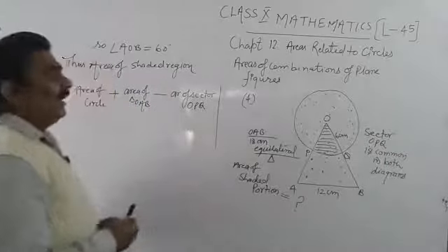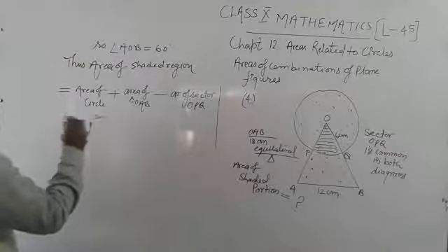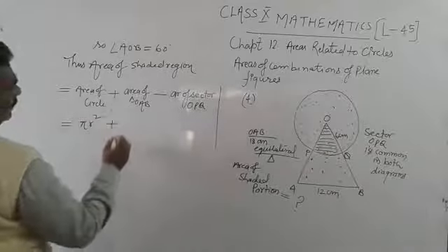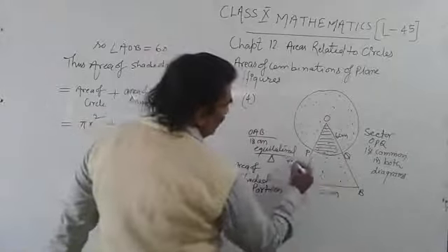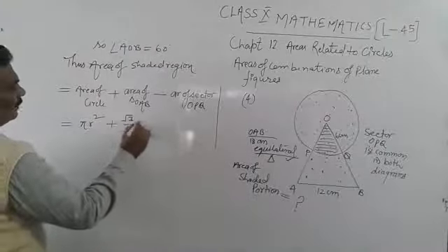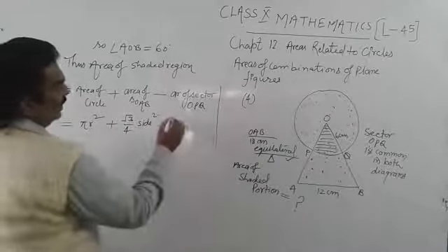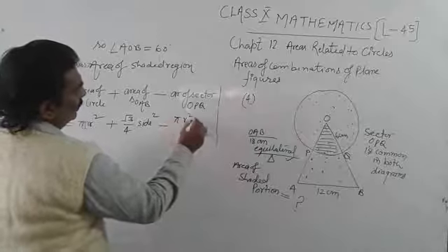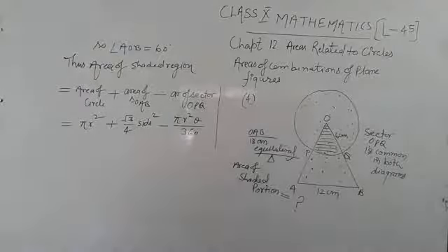ओके स्टूडेंट्स, अब हम फार्मूले पुट करेंगे. पाई आर स्क्वायर, area of circle, plus area of triangle OAB, and you know this triangle is an equilateral triangle, so area of triangle is √3/4 into side square, minus area of sector. You know area of sector is pi r square theta upon 360.